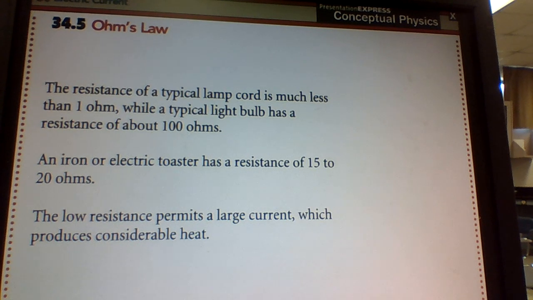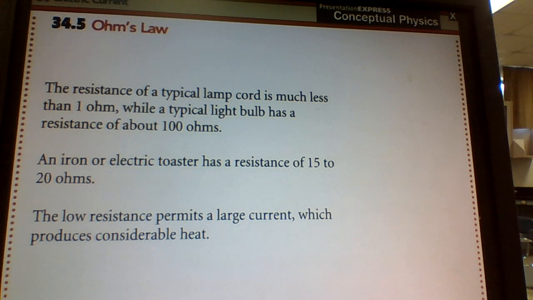So the resistance of a typical lamp cord is much less than 1 ohm. A typical light bulb, the resistance might be 100 ohms. This is why the light bulb glows with a higher resistance. It's going to slow those electrons up, and it generates heat. And once that heat is generated, it is going to glow white hot, and that's why a light bulb glows a white color.